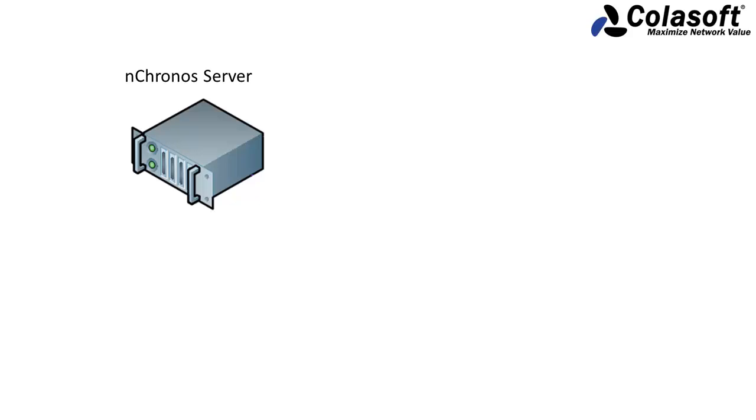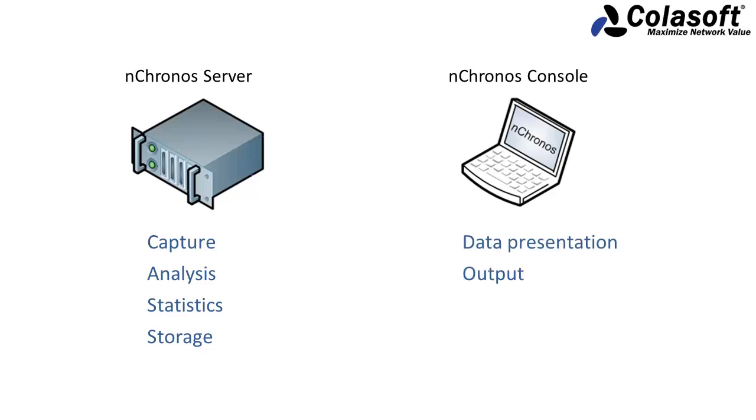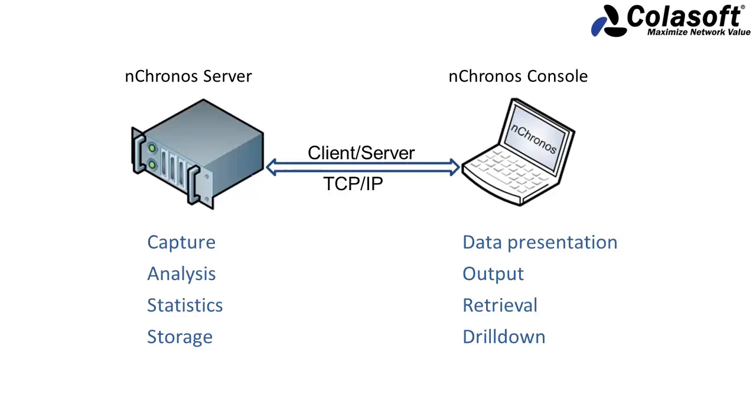nchronos consists of nchronos server and nchronos console. The nchronos server is the core of nchronos, used for traffic capture, analysis, statistics, and storage. The nchronos console is an application which accesses nchronos server to obtain the data for presentation, output, retrieval, and drill down. The nchronos console uses client-server technology to communicate with nchronos server and retrieve the desired historical network data.